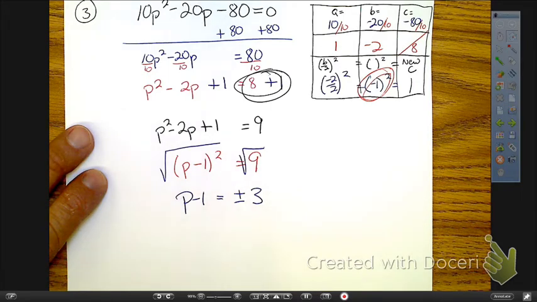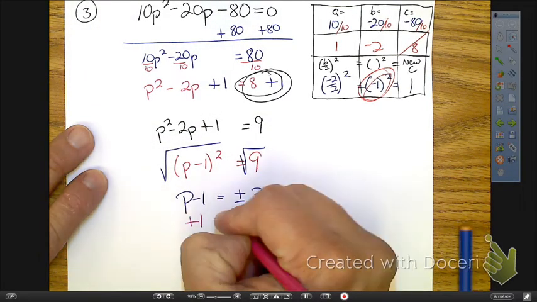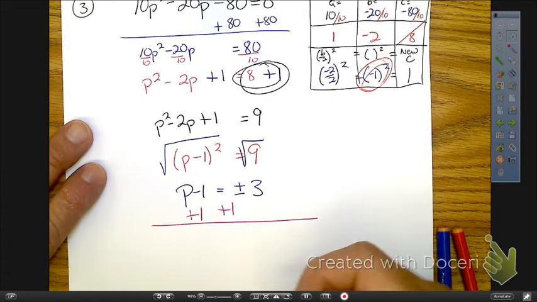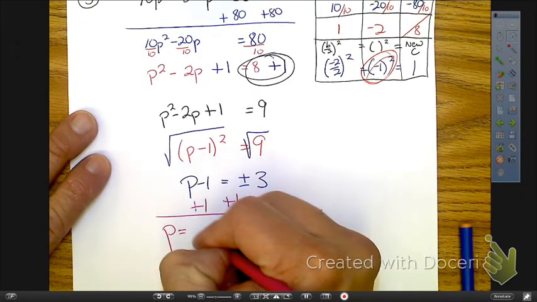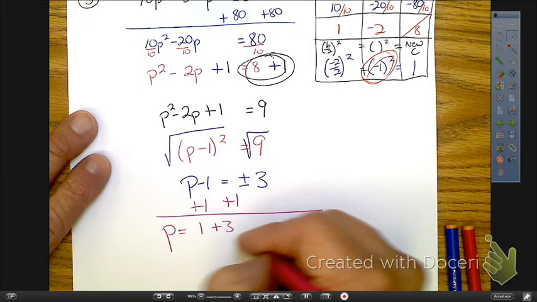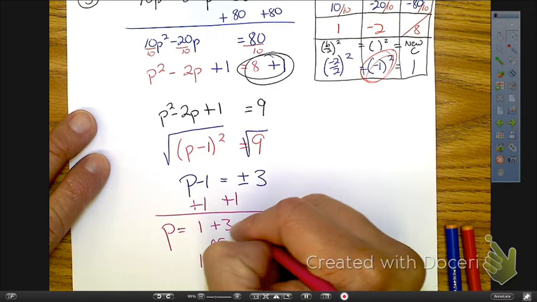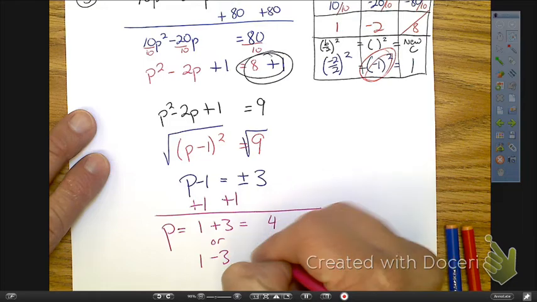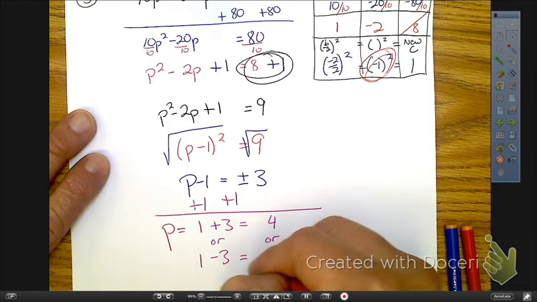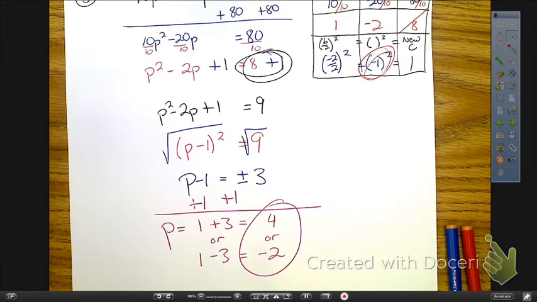Now it's time for me to solve for P. Add 1 to both sides. I'm going to end up with P equals 1 plus 3, or P equals 1 minus 3. That gives me 4 or negative 2 for my 2 real solutions.